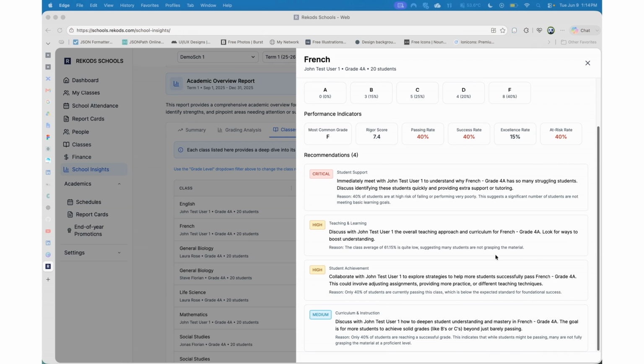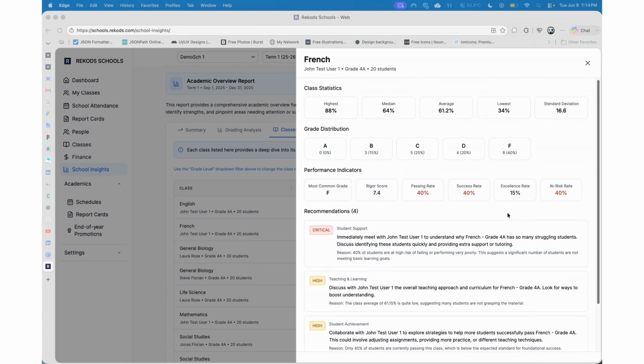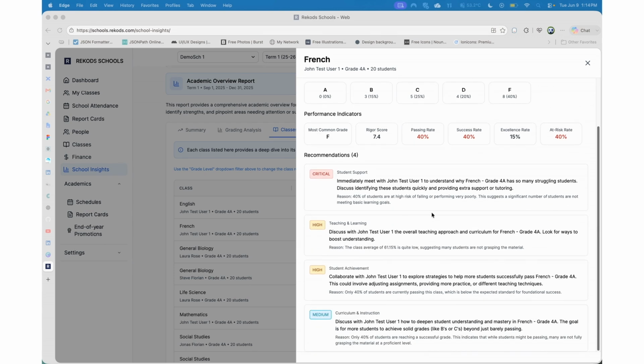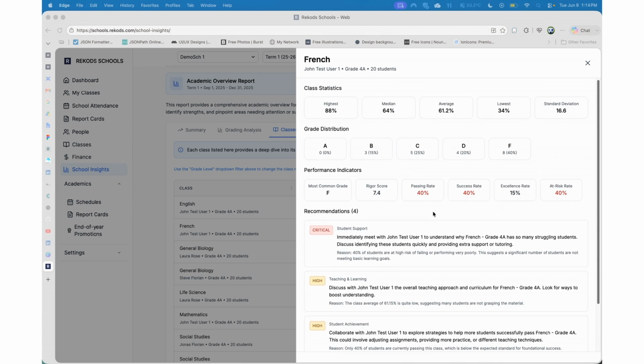What this does in practice is take a process that would normally take you 30 to 40 minutes, going through grade reports, doing the analysis, preparing for a conversation with a teacher, and compress it to the 30 seconds it just took to open this panel. And the conversation you now have with John Test User isn't based on a hunch. It's based on data he can also see, which changes the dynamic entirely.